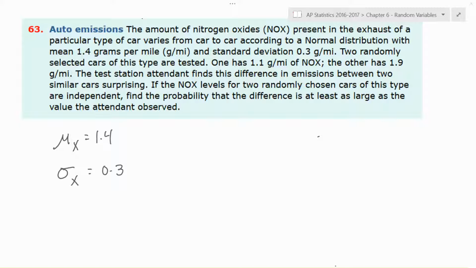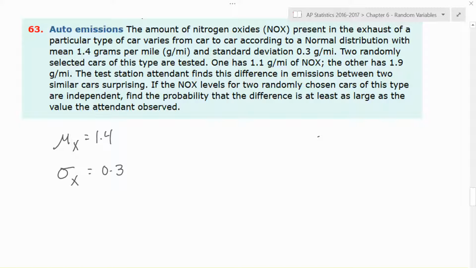So this has to do with the amount of nitrogen oxides present in the exhaust of a particular type of car. It varies from car to car according to a normal distribution with a mean of 1.4 grams per mile and a standard deviation of 0.3 grams per mile. Two randomly selected cars of this type are tested. One is observed to have 1.1 grams per mile of nitrogen oxide, and the other has 1.9 grams per mile. The important thing to notice here is that these are values of a random variable. Okay, so observations that vary according to a normal model.